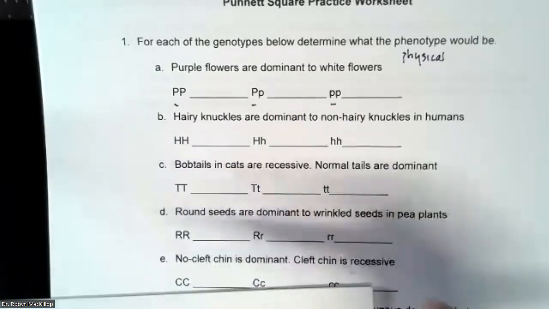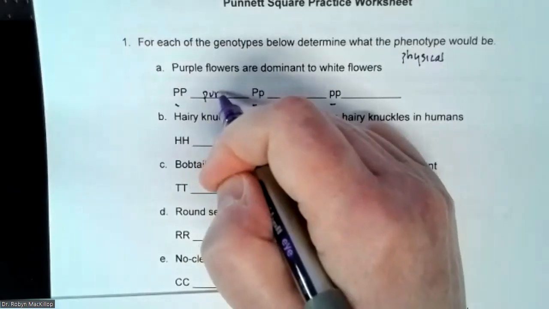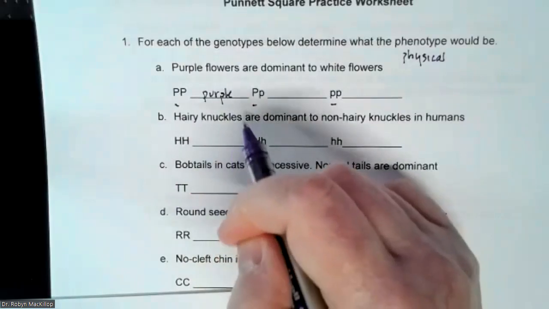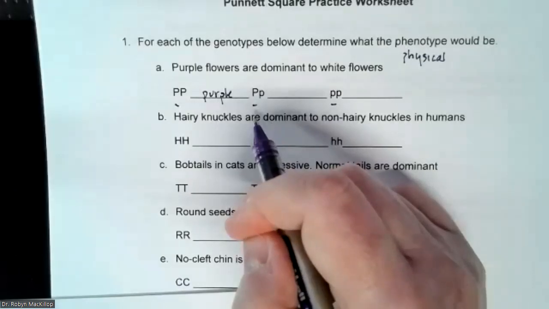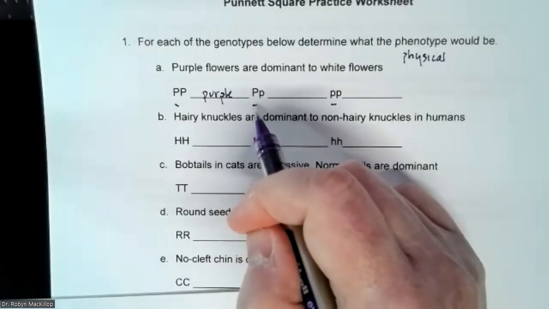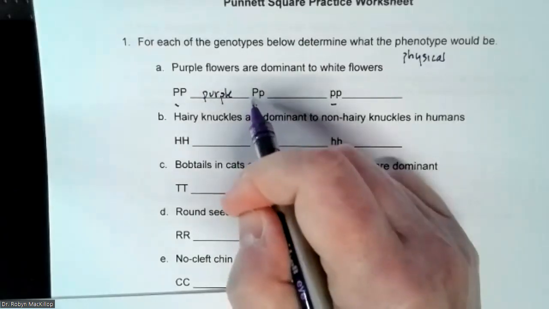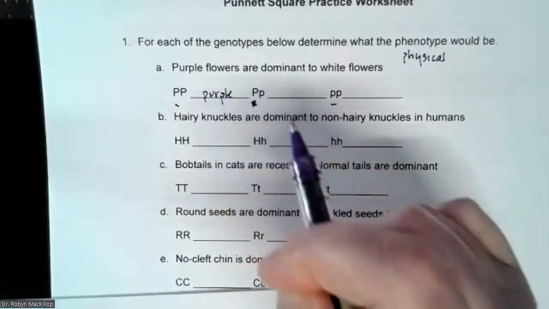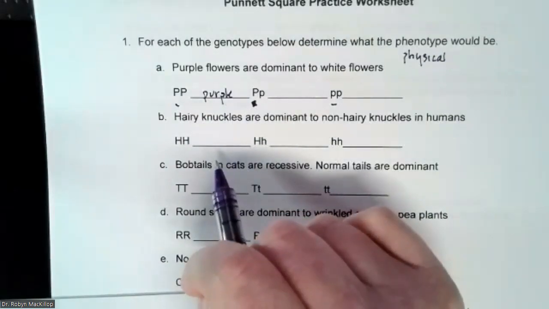Purple. Perfect. They are going to be purple. And if we have one of each, a big letter and a little letter, dominant and recessive, what color are the flowers going to be? One half can be white and half can be purple. Actually, they'll all be purple because this capital P is the winner. The little letter never wins against the big letter.